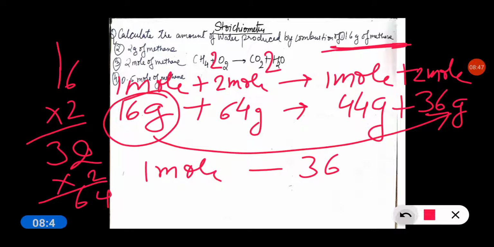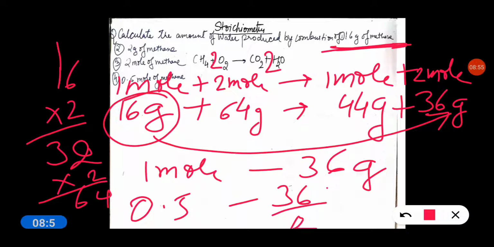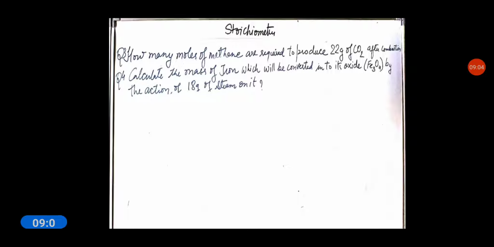Now, if 0.5 mole is there, 1 mole produces 36 gram. So for 0.5 mole, 36 divided by 2, or multiply by 0.5. Any way you can do it. Calculate, find the answer. Now these two questions are your homework. How many moles of methane are required to produce 22 gram of CO2 after combustion?